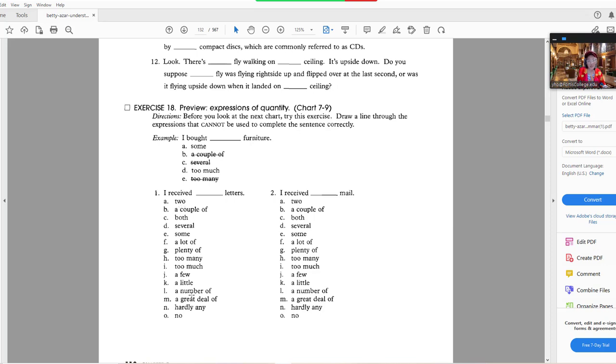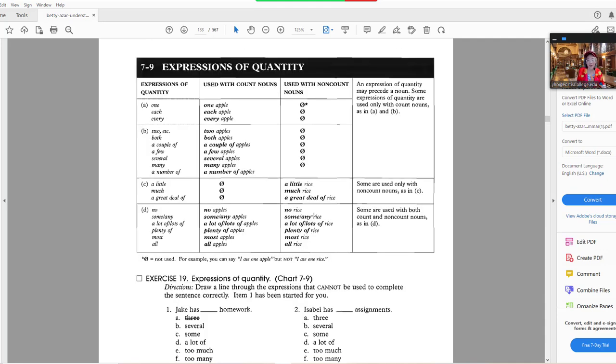So certain expressions of quantity, that's what these are. These are all expressions of quantity. So if you have an expression of quantity that denotes 1, 2, 3, 4, 5, you use that in front of a count noun. If you have an expression of quantity that denotes some or a certain amount without saying a number, then you could use that in front of a non-count noun, because a non-count noun is not countable. And you cannot say 1 mail, 2 mail. That's why they call it a non-countable noun.